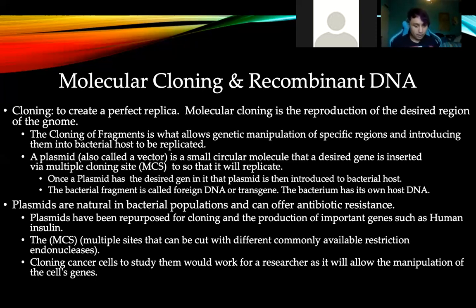The bacterial fragments are called foreign DNA or transgene. The bacterium, like I just said, has its own host DNA into which the desired gene is then injected. Plasmids are natural in bacterial populations and can offer antibiotic resistance. Researchers have repurposed plasmids for cloning and production of important genes such as human insulin. The multiple cloning sites can be cut with different commonly available restriction endonucleases.